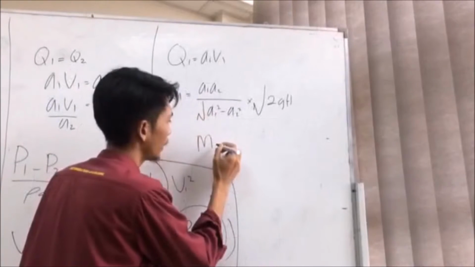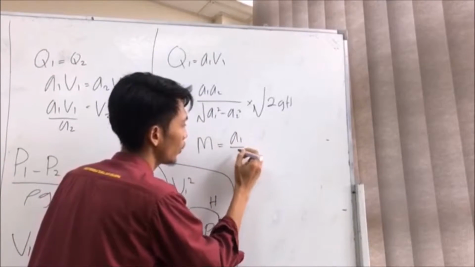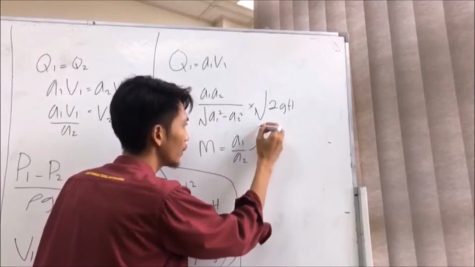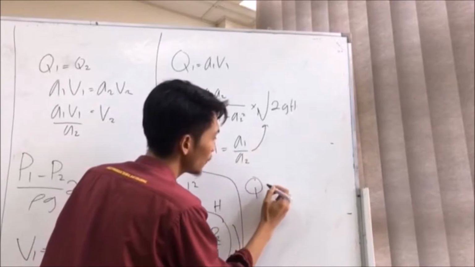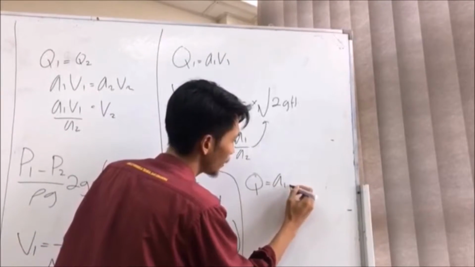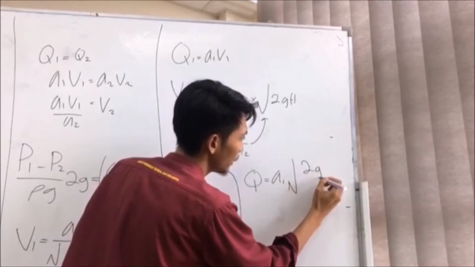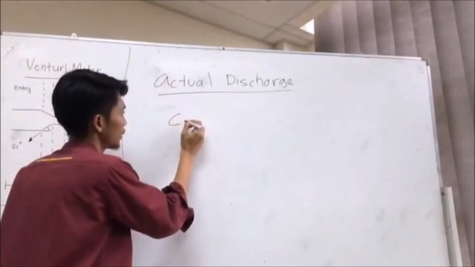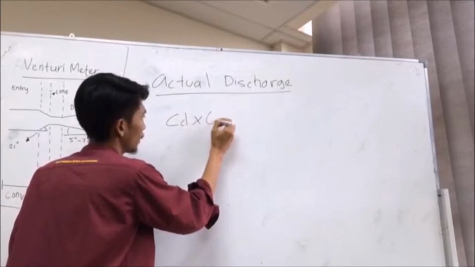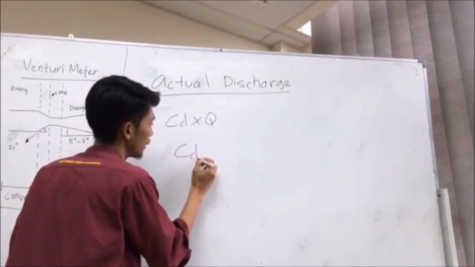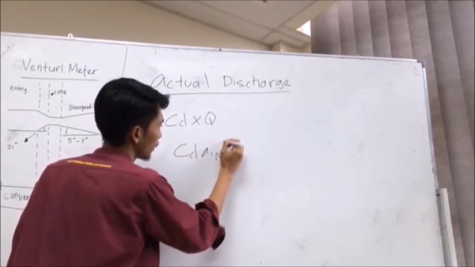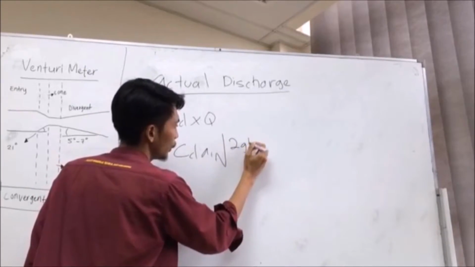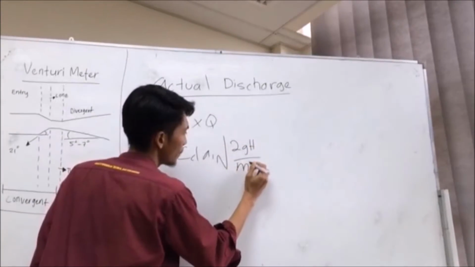multiplied by 2gh. We know that m is equal to A1 over A2, so we substitute into these equations. We get Q is equal to A1 times the square root of 2gh over m squared minus 1. Actual discharge is Cd multiplied by Q, where Cd A1 times the square root of 2gh over m squared minus 1.